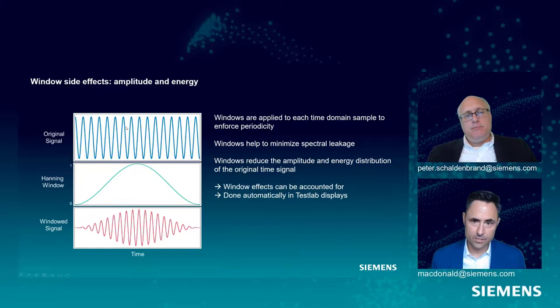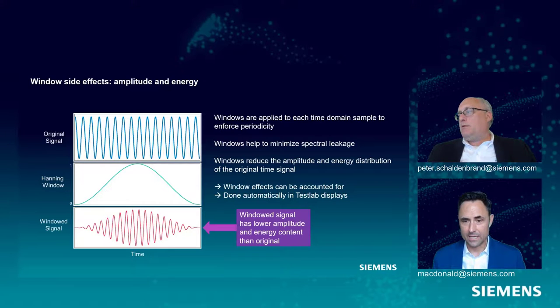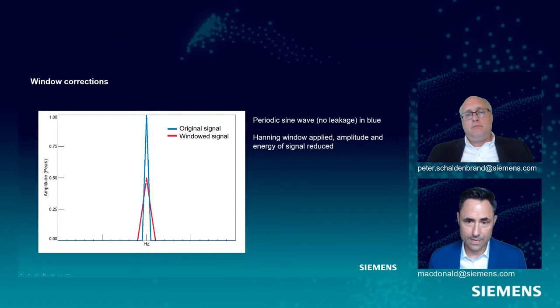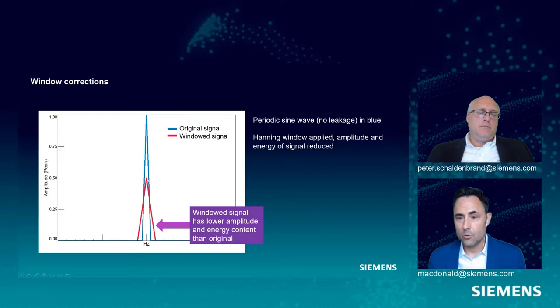But as Pete said, this is our original signal. We're going to window it, and this is our windowed signal. This guy in red does not look like the original signal, right? It's reduced in amplitude and the energy distribution between the top and the bottom has changed, and so we have to account for this. The nice thing about these effects for a given window is that we can account for them in a display, okay? So our perfectly sampled sine wave is shown in blue here. I used a Hanning window to create the red spectrum, and we see the amplitude is definitely reduced. The energy is distorted as well, but we don't have as much leakage as we would if we had not used a window at all. So we have a lower amplitude and our energy content's distorted a little bit.